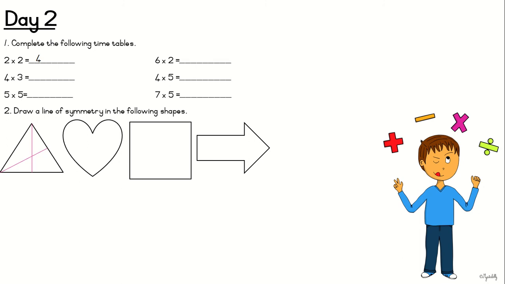If I draw a line of symmetry from this side up, then this little piece of triangle will fit onto that little piece of triangle. And same with this corner. If I draw a line of symmetry on this side, the triangle will fit exactly on top of this side of the triangle when you fold it in half. Now you do the rest of the shapes.